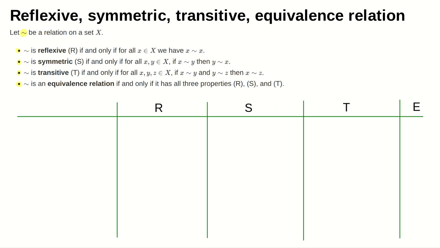Let's now investigate some relations familiar to us to see which of those properties they've got. I've drawn a table at the bottom there with a column for R for reflexive, S for symmetric, T for transitive, and E for equivalence relation. We're going to go through some familiar relations and decide which of those properties they have. So we'll begin with the relation less than or equal to on the set of real numbers. At this point you should pause the video and try to decide for yourself whether the less than or equal to relation on the real numbers has each of those four properties R, S, T, and equivalence relation.